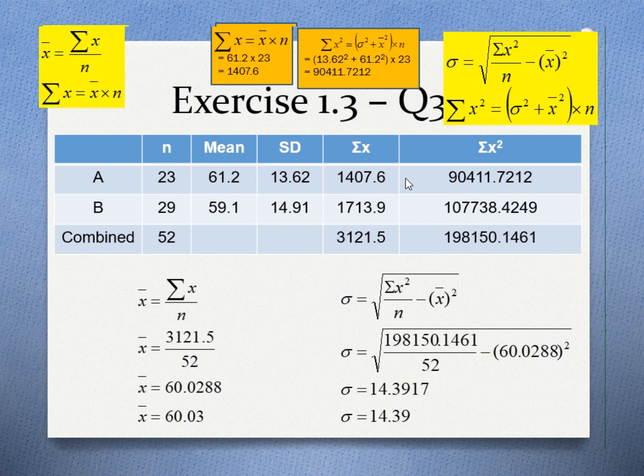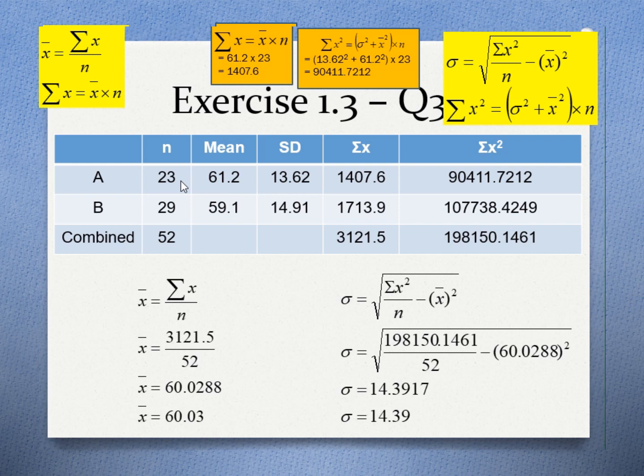Okay, now how to find sigma x squared? We have worked it out here. Either way, you want to write it as mean squared plus standard deviation squared, or standard deviation squared plus mean squared, it is the same thing, okay? All right, so it's 61.2 squared plus 13.62 squared. Make sure you add those 2 up first, and then you multiply with 23.